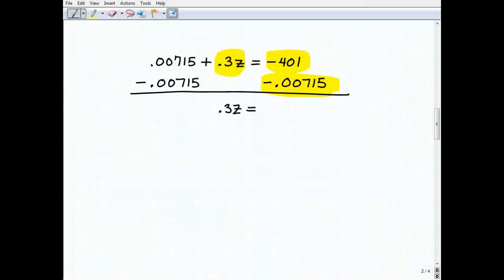Okay, so 401 plus 0.00715 equals negative 401.00715, let's call it. Let's write everything out. Okay, so, whoops. Nope, I'm sorry. I thought I made a mistake, but I didn't.